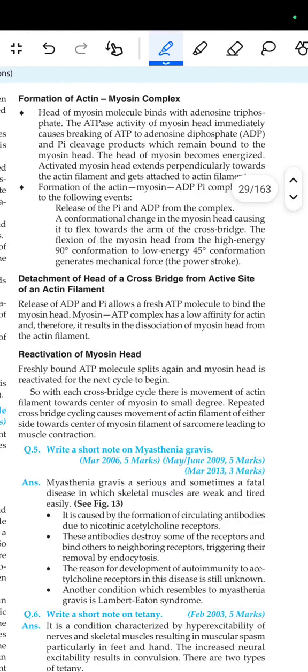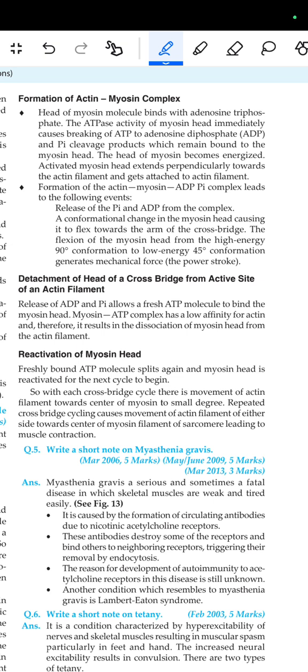Next comes the formation of the actin myosin complex. So the head of the myosin molecule bonds with the adenosine triphosphate. The ATPase activity of the myosin head immediately causes the breaking of the ATP to the adenosine diphosphate, ADP, and the phosphate cleavage product, which remain bound to the myosin head. The head of the myosin becomes energized. Activated myosin head extends perpendicularly towards the actin filament and gets attached to the actin filament.